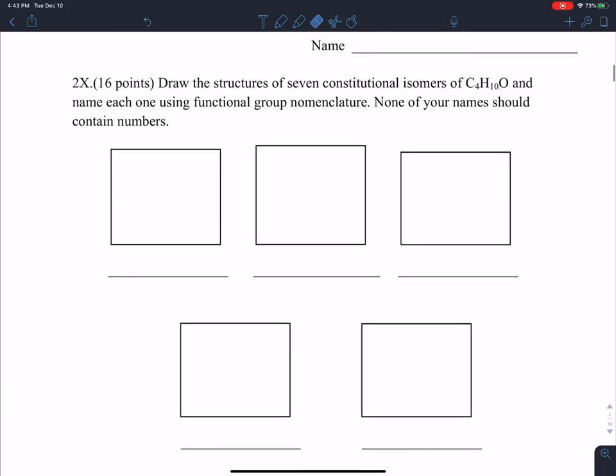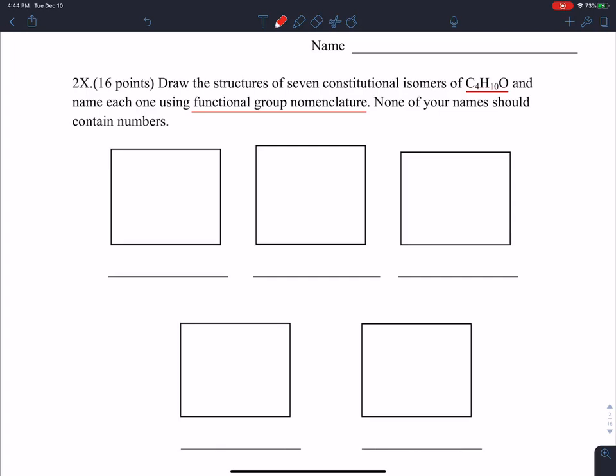Okay. Moving on to the next question. This question is a typical isomer question. They want us to make as many isomers as we can with C4H10O formula. And they also want us to name it using functional group nomenclature. Okay, that's a little annoying, but we could do it.